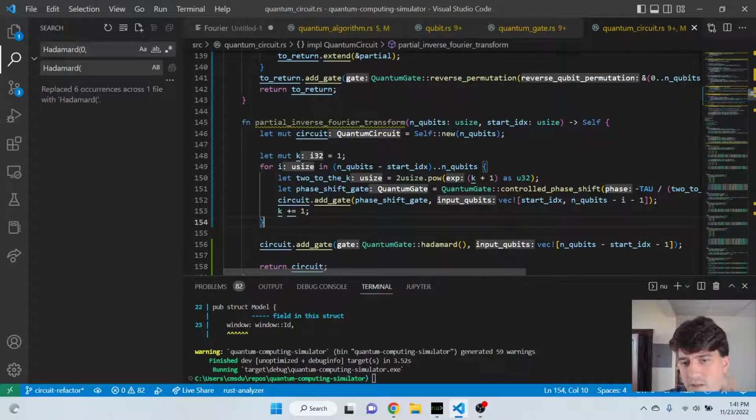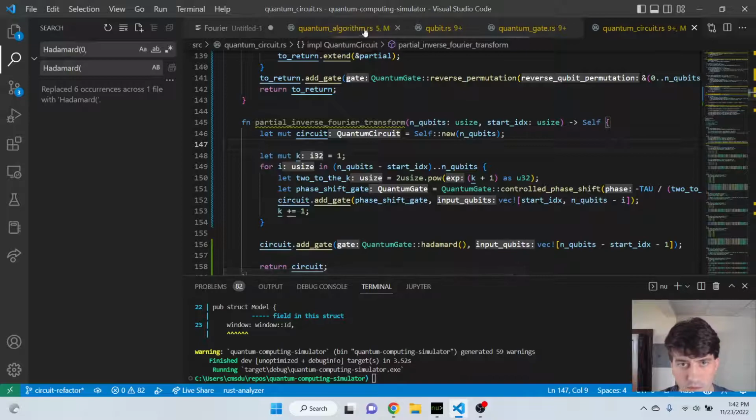So for the very first, the first one will be trivial. The second one is going to be just 2, for instance. So then 2 would be controlling 3 minus 2 minus 1. That's not right. It's just n qubits minus I, isn't it? These off by 1 errors are so finicky.